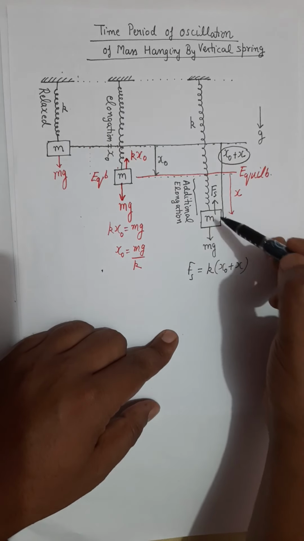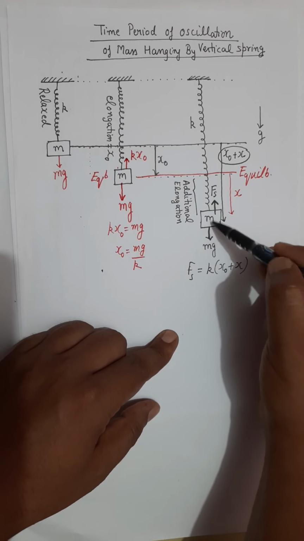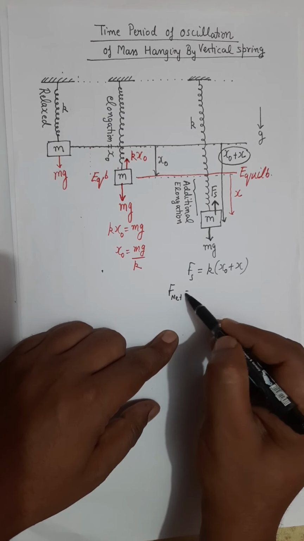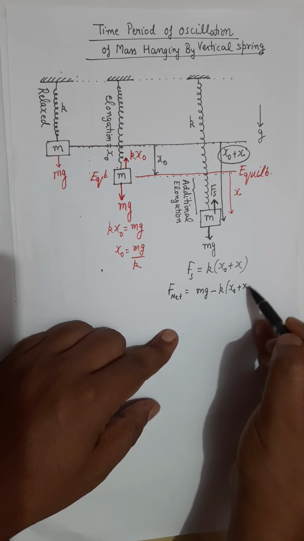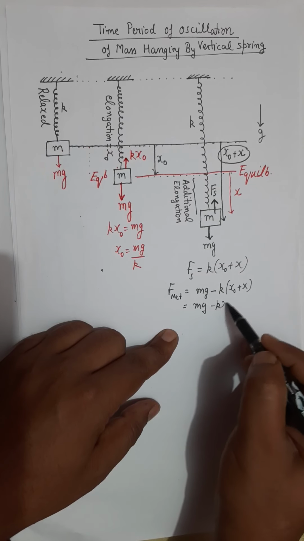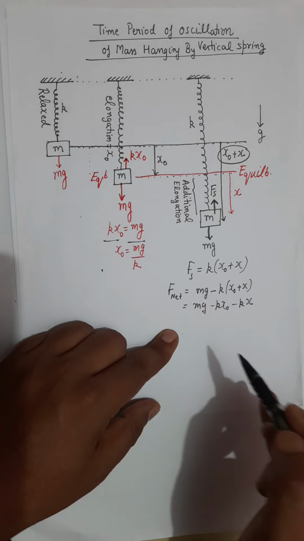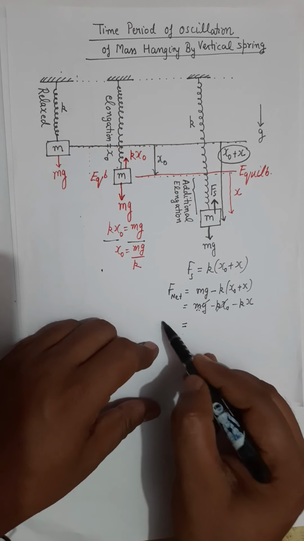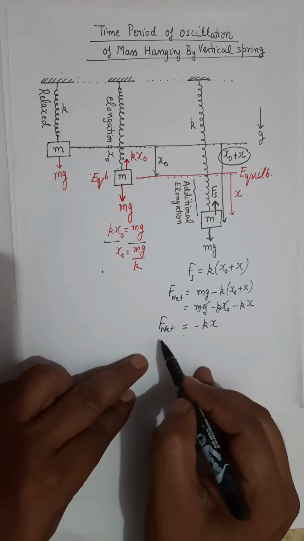Now the block has two forces, Fs in the upward direction and mg in the downward direction. So the net force on this block will be mg, which is downward, minus k times x naught plus x, because it is opposite to mg. So you write mg minus kx naught minus kx, and notice that kx naught and mg were equal in magnitude. So the mg minus kx naught term will cancel, and you get net force equals minus kx.